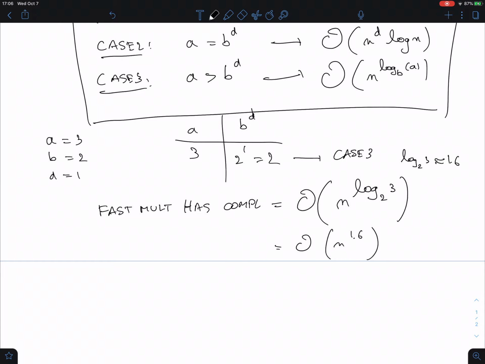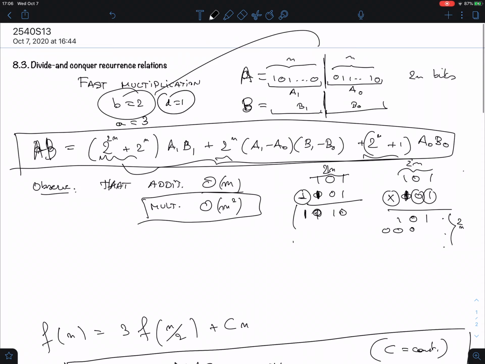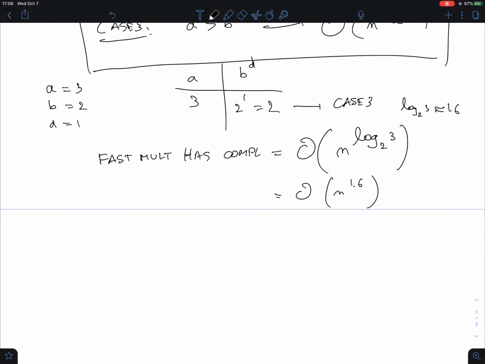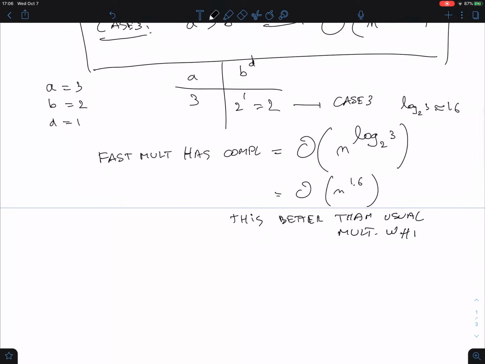What matters is this. Look, actual multiplication, let's go back to our n's here. Straightforward multiplication using the usual technique of multiplication has complexity O(n squared). Is this better? Yes, 1.6 is less than 2. So this is better than usual multiplication, which has complexity O(n squared). So we have done better.